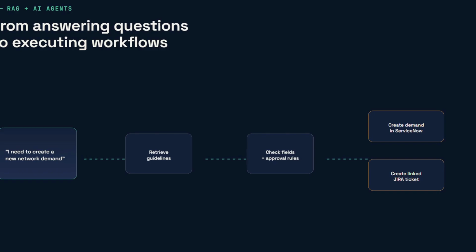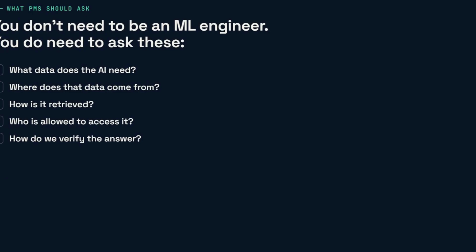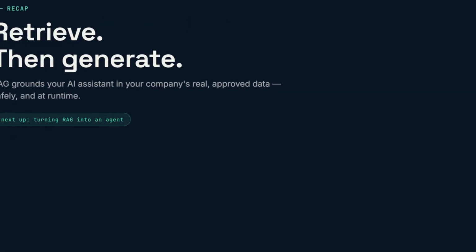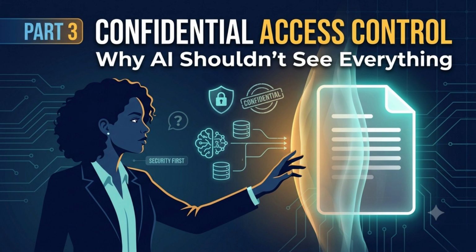Suppose you ask, what is our process for creating a high-priority SPM demand? A generic AI model may give you a generic answer, but a RAG-based enterprise assistant could search your approved internal documentation. It might retrieve the relevant process document. It might retrieve the demand guidelines. It might retrieve the product-specific rules. Then the AI generates an answer based on those sources. That's much more useful.